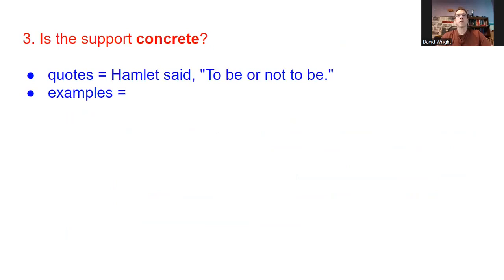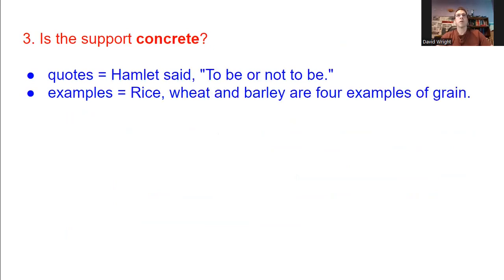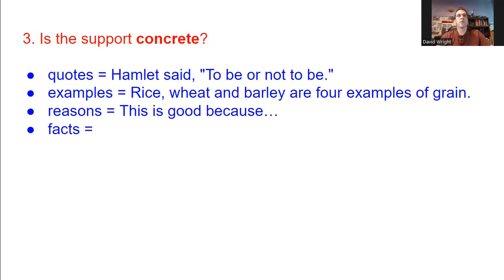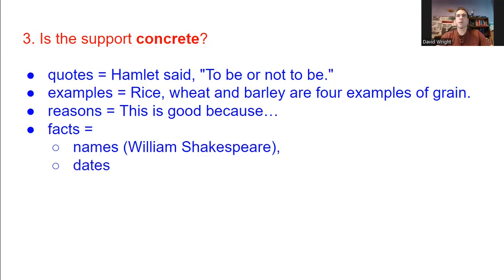Examples are another form of concrete support. Rice, wheat, and barley are 4 examples of grain. Reasons are also concrete examples. This is good because anything that comes after the because is a reason. And facts, names, specific names like William Shakespeare.